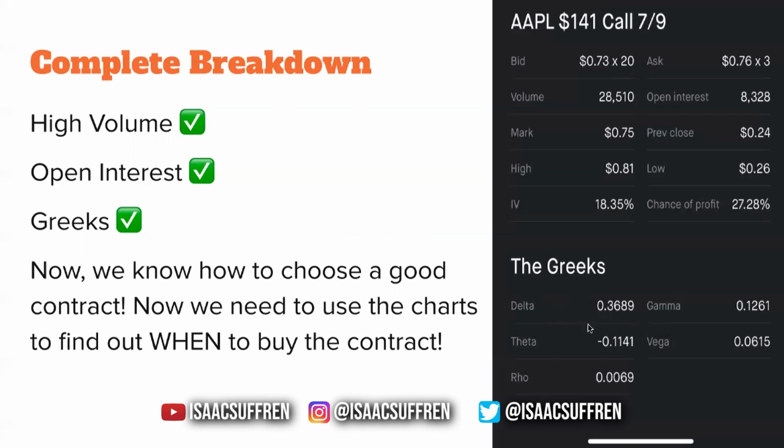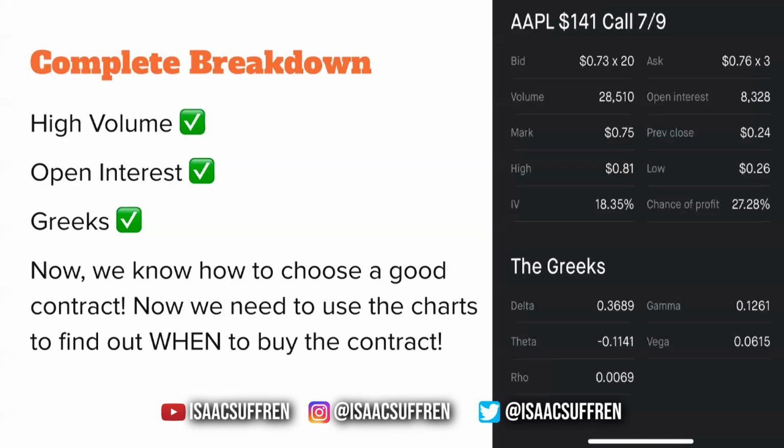Greeks look good, delta looks solid. Gamma, we're not really going to expect the gamma to be as high as the delta ever, but the gamma looks good. The theta is really low. So if I wanted to swing this contract, if the chart said it was a good swing, then I'm really happy with this contract. If I want to day trade this company, it's cool too because the volume, the open interest for this contract, the Greeks, everything is good, right? So this is a really good example.